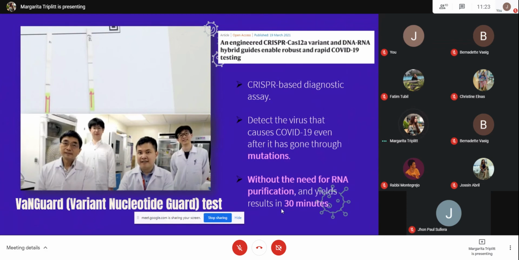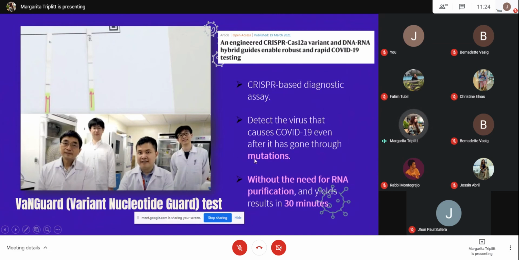And also, it has the ability to diagnose the disease without the need of RNA purification, and that would lead to a faster rate of production of results. This group of researchers are from Singapore, and they produced this specific test called the Vanguard or variant nucleotide guard.